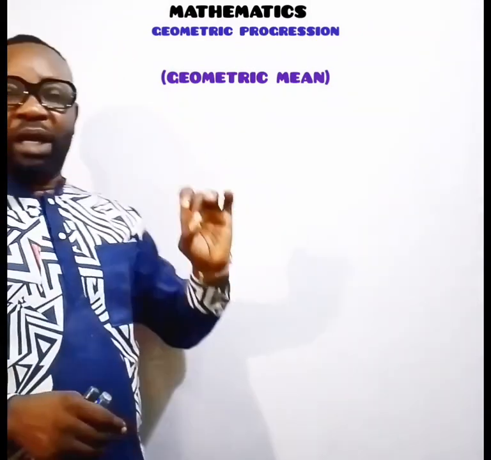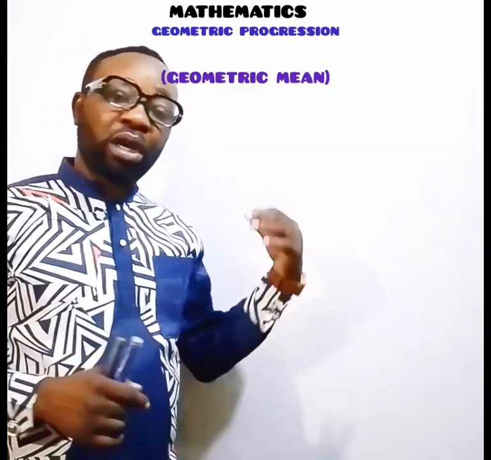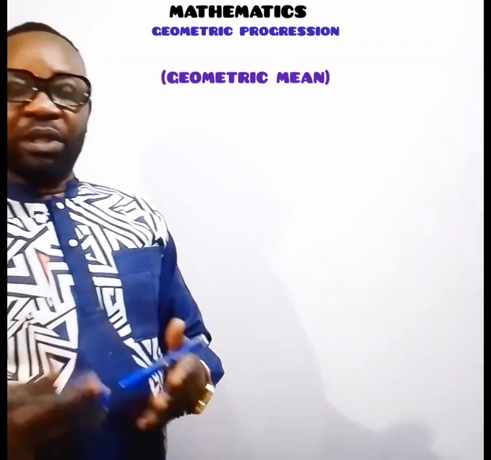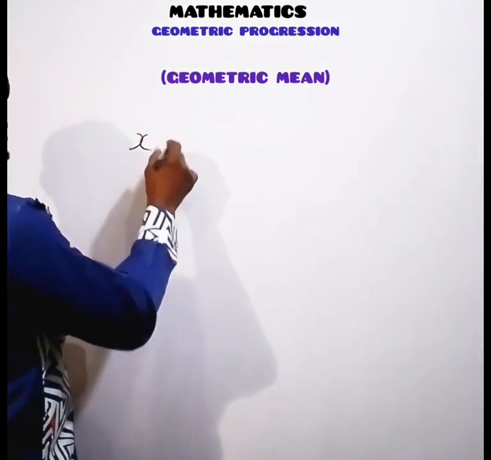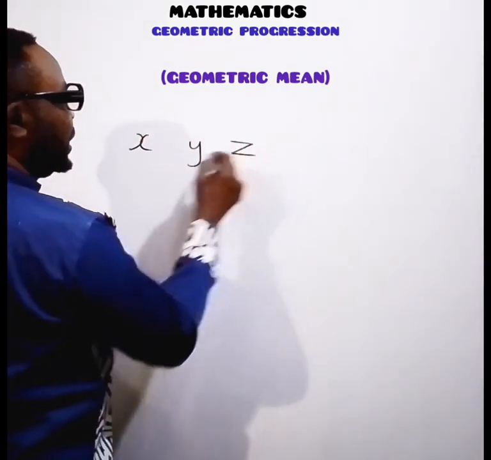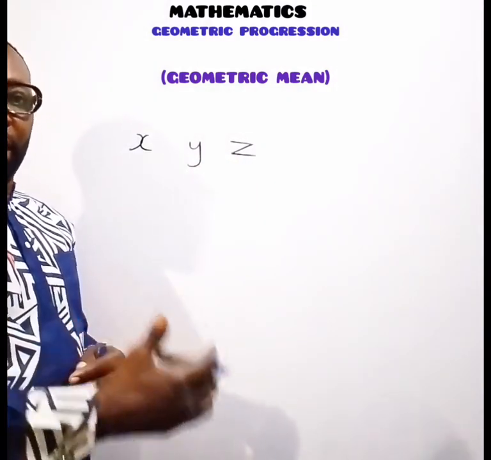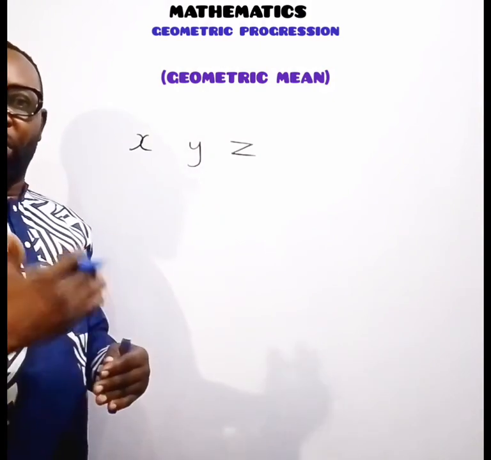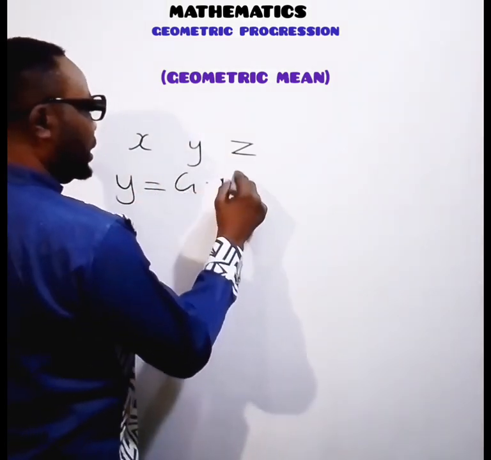Now, this class will be looking at what is meant by geometric mean. As we have arithmetic mean, which we resolved in our first class, we also have what is called geometric mean here. If we have a set of consecutive values given in this form, x, y, and z, that is, when they follow one another in order without any value coming in between them, y will be their geometric mean.